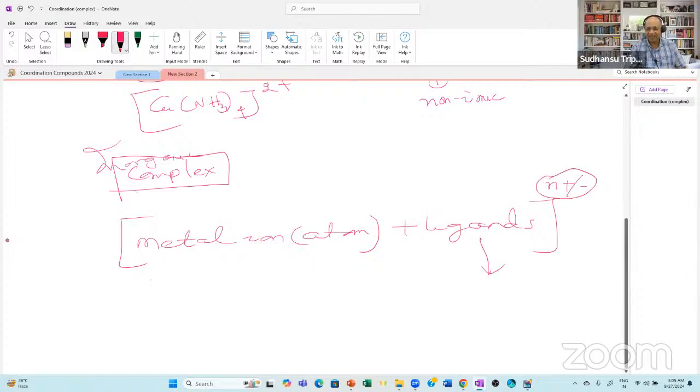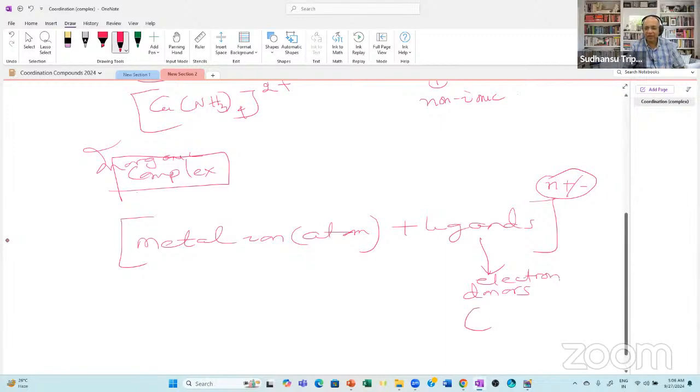So ligands are electron donors, not a rupee donor or dollar donor. I am transacting here in dollars now. Presently, I am in the US, as you know.